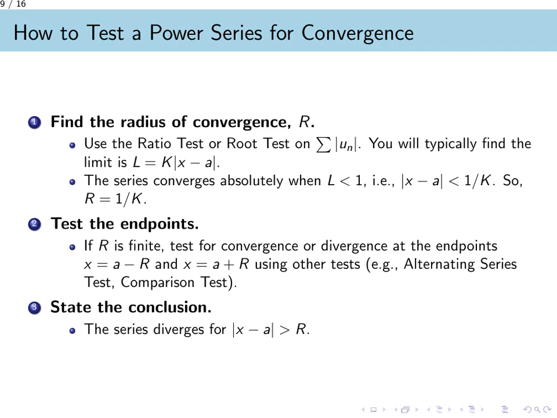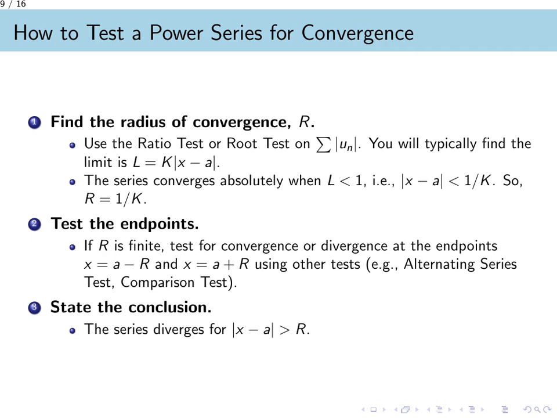Second, we must test the endpoints of this interval. The ratio test is inconclusive when the limit is exactly 1, which occurs at the points x equals a minus r and x equals a plus r.